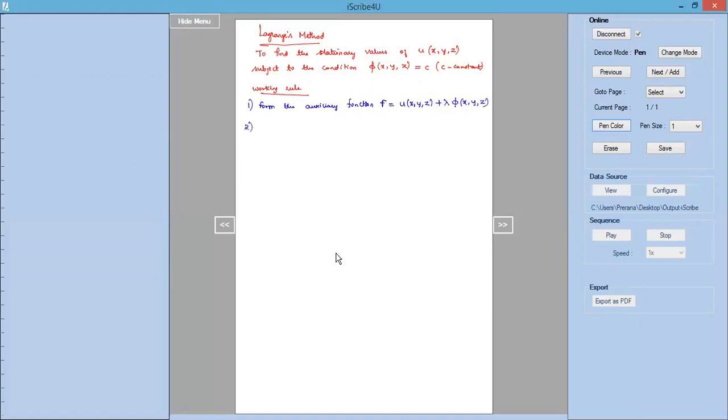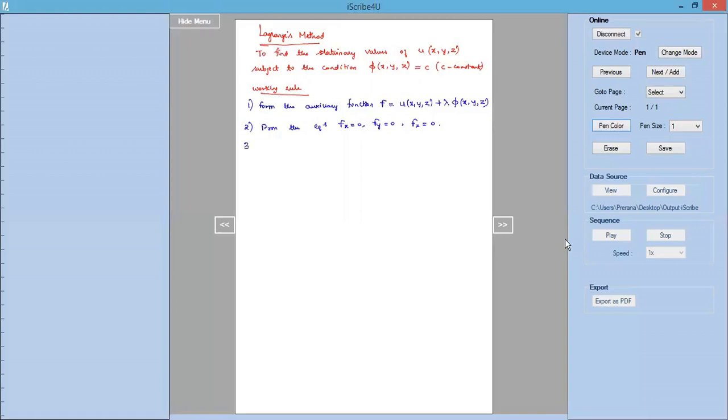In step two, we form the equations fx is equal to 0, fy is equal to 0, fz is equal to 0. Let us recall the notations for fx, fy, and fz. Fx stands for dou f by dou x, partial differentiation of f with respect to x. Similarly, fy stands for dou f by dou y, and fz stands for dou f by dou z.